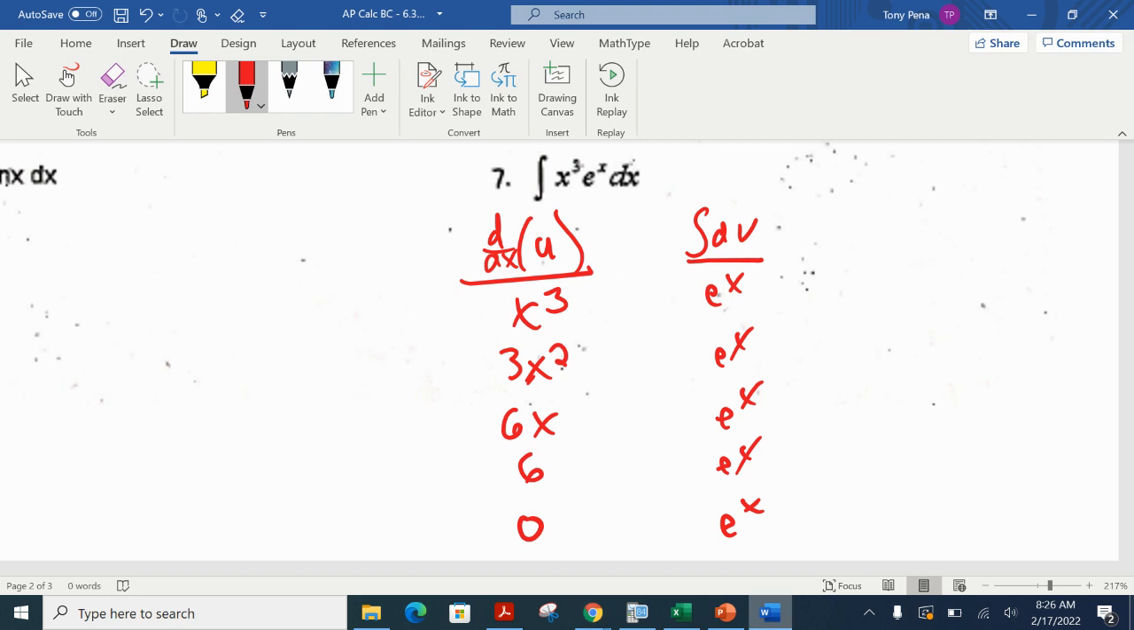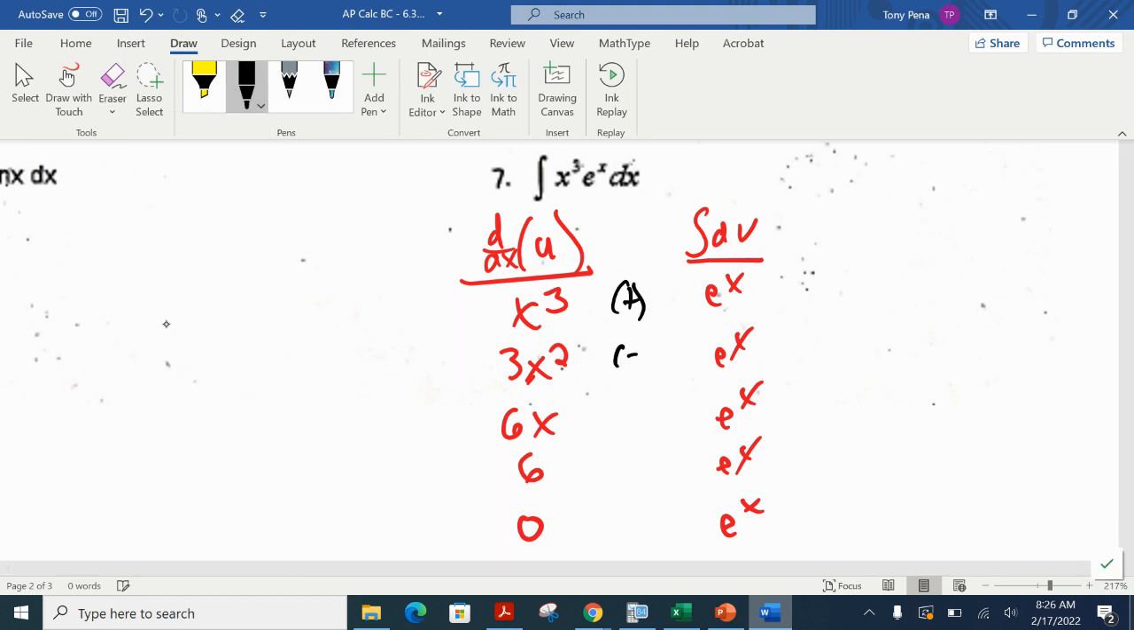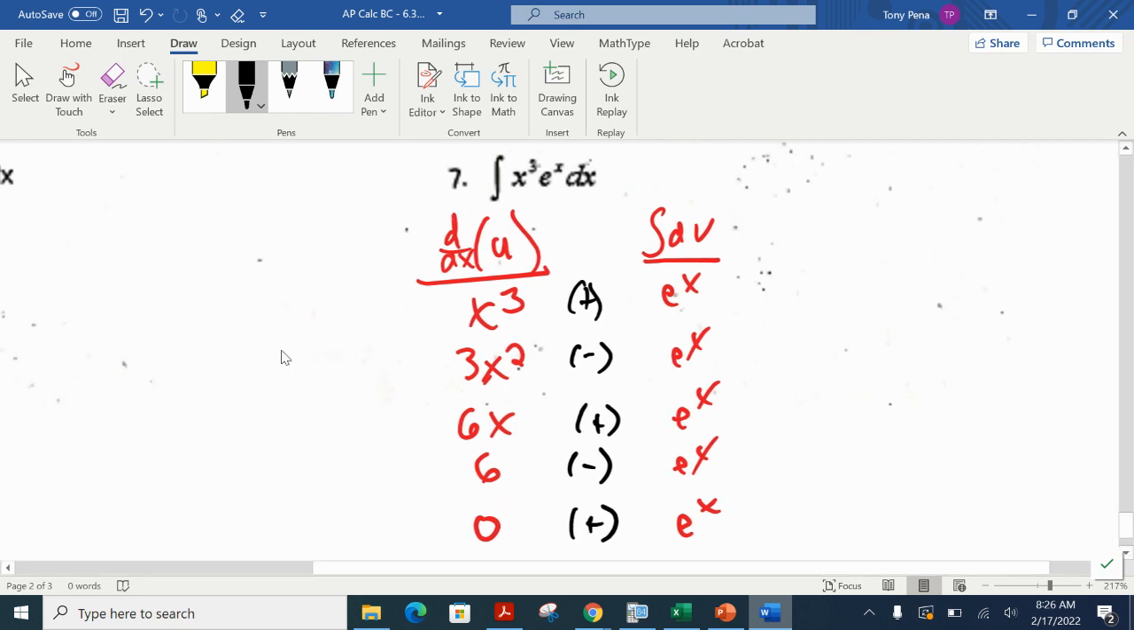Our signs always start with that first row as positive, and then we just start to alternate. All right. We're ready to answer this question.